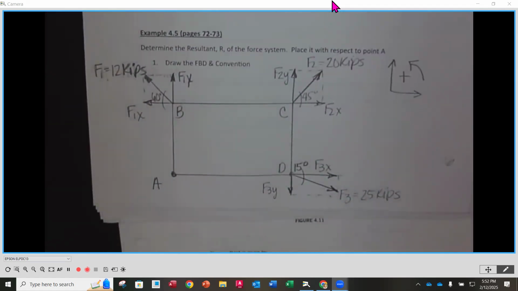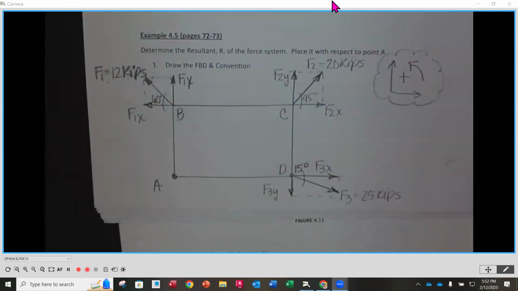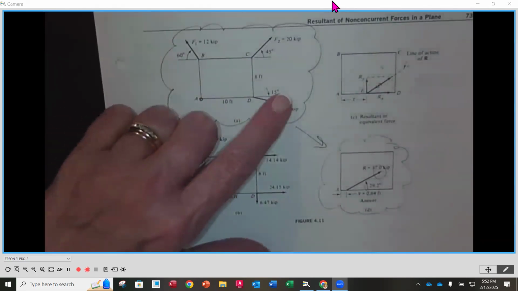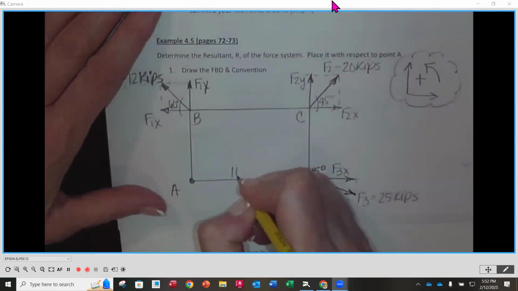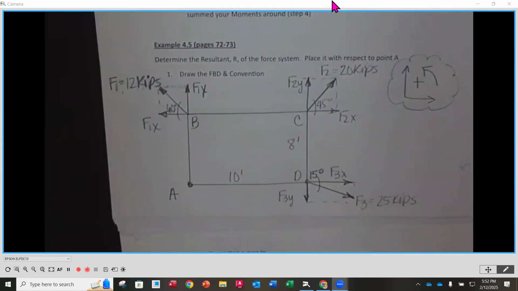So this is our free body diagram and convention. Make sure you have that on there. Remember, if you don't have a good free body diagram with all of the dimensions called out, in this case, the components and every one of the vectors with arrowheads, then you get points off. Oh, there's one other thing that I'm missing here. I need to add my distances for the 10 feet and the 8 feet. So 8 feet, 10 feet. We want to add distances as well.